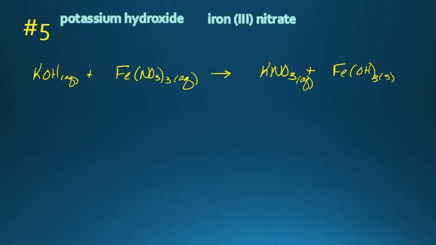So now we just need to balance it. So we have 3 hydroxides here. I'm going to need 3 potassiums here, 3 nitrates. Good, we're done. We're now ready for the complete ionic equation. So in this one, we're going to break everything apart into ions. We have 3 potassium ions. And don't forget, that means 3 hydroxides as well.